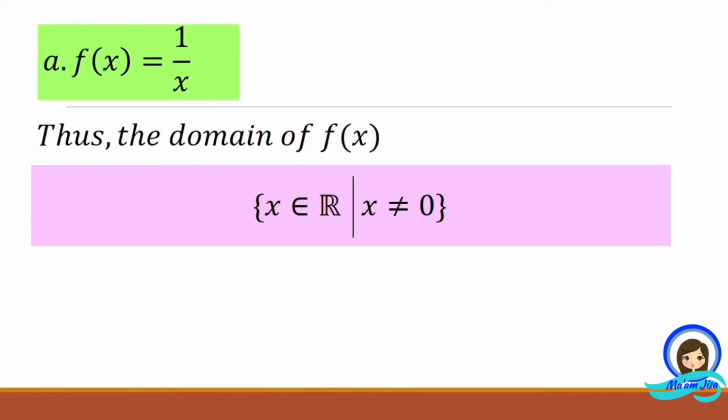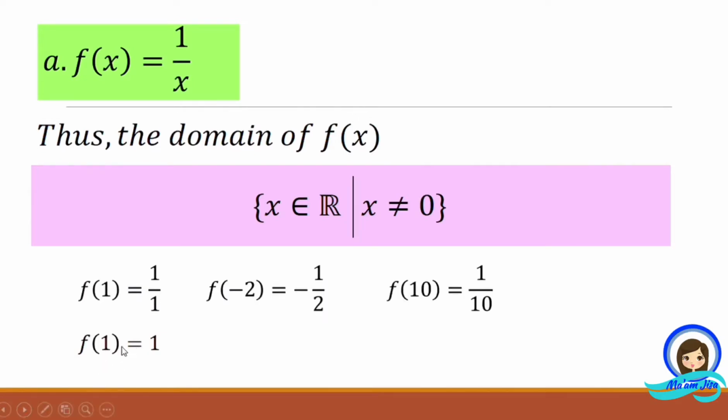Let's try to illustrate. The value of the function at 1 is 1. When we evaluate the function at -2, the value is -1/2. If we try to replace the x with 10, the value of the function at 10 is 1/10. However, when we try to evaluate the function at 0, the function becomes undefined. 0 should not be included in the domain.